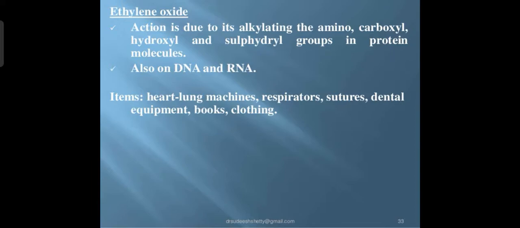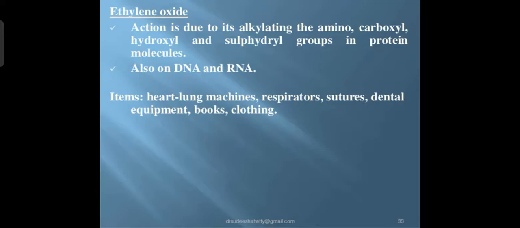Application: it is a highly effective chemisterilant capable of killing spores rapidly. Since it is highly flammable, it is usually combined with carbon dioxide 10% or dichloromethane. It requires presence of humidity. It has good penetration and is well absorbed by porous material.